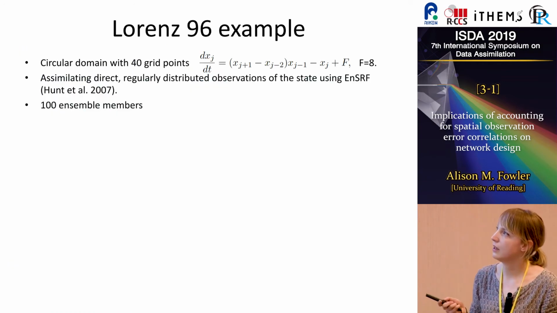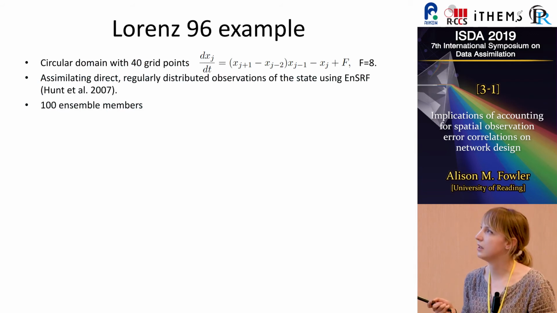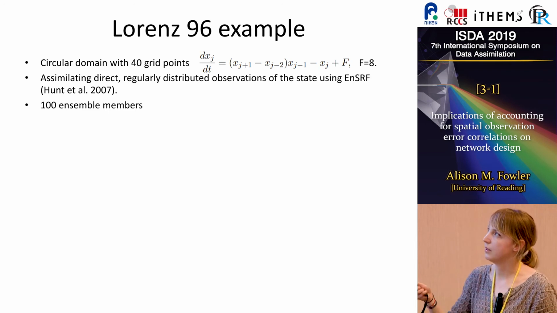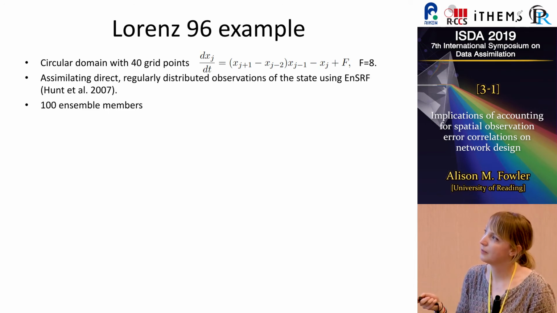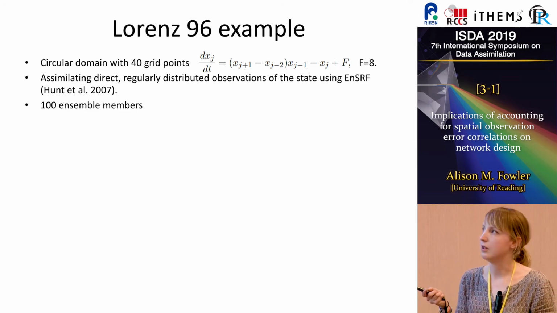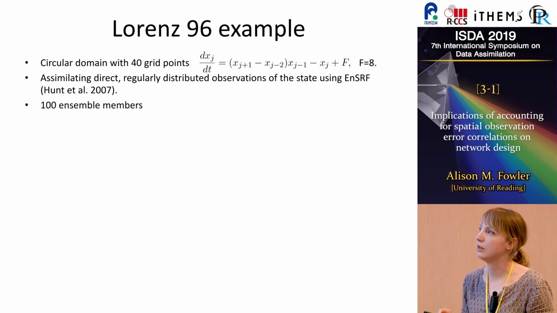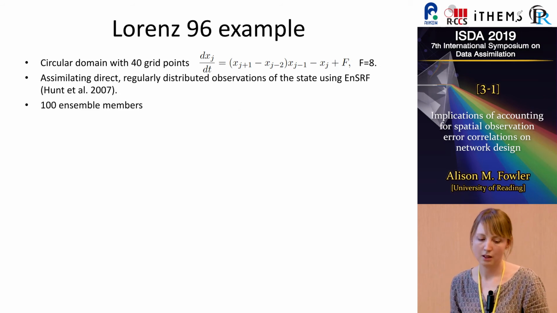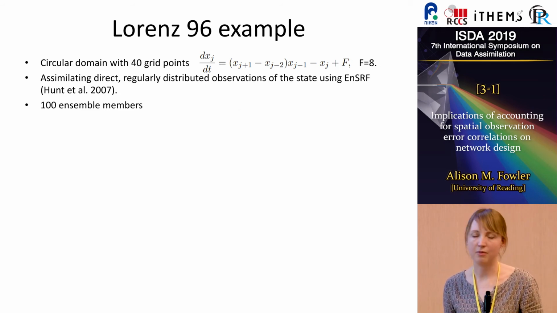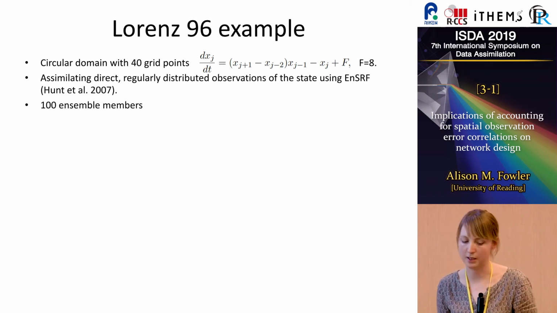So to illustrate this, I'm going to use the Lorenz 96 model, where I have a circular domain discretized into 40 grid points, and I'm solving these equations. And I'm simulating direct, regularly distributed observations of the state using the ensemble square root filter with 100 ensemble members, so I'm fairly confident in my ensemble representation of my prior uncertainty.